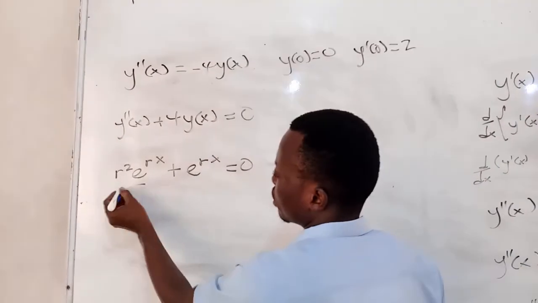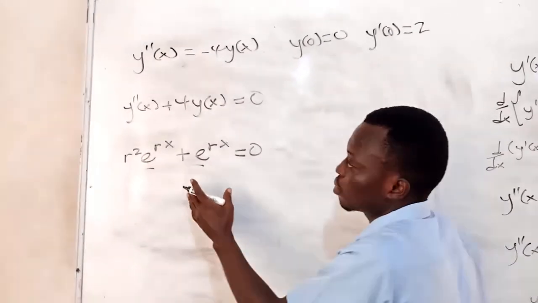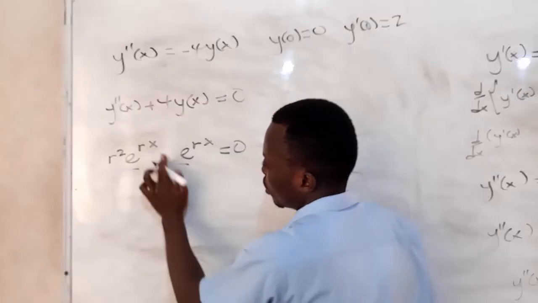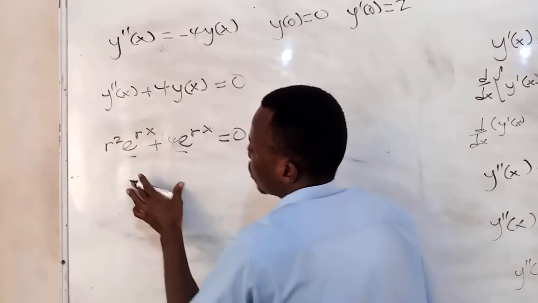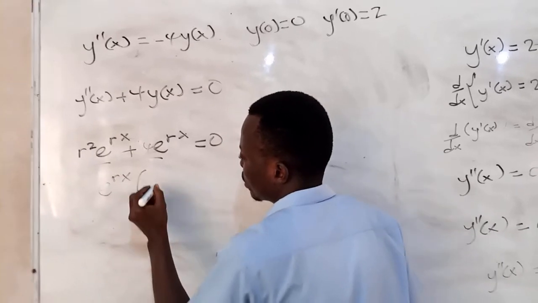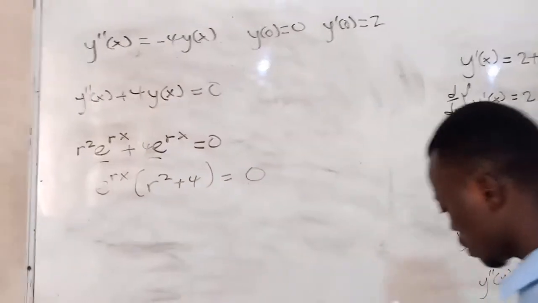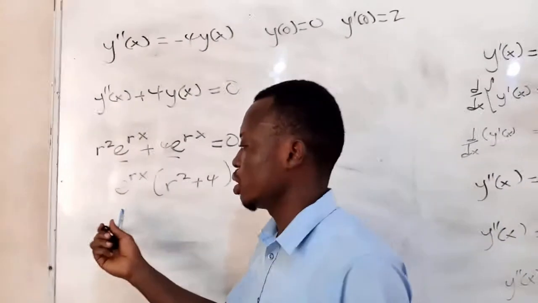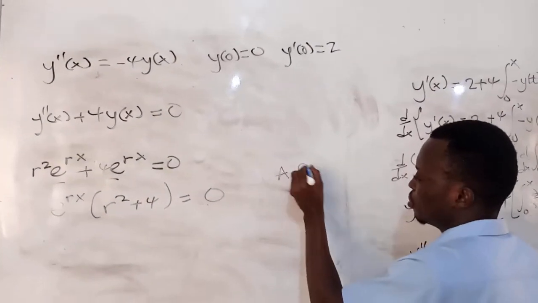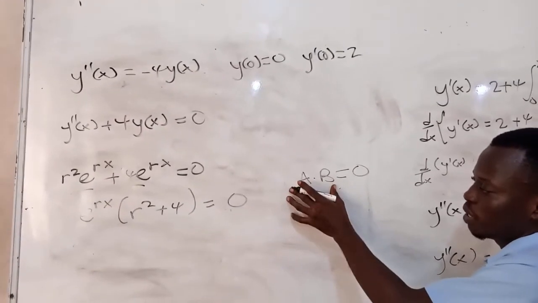And you can factorize the exponential function outside, and there's a 4 here. Factorizing the exponential function, we are going to have e^(rs) times the bracket r squared plus 4, which is equal to 0. We know that an exponential function can never be equal to 0. In algebra, we are saying that A times B equal to 0 means either A is 0 or B is 0, or both are 0.